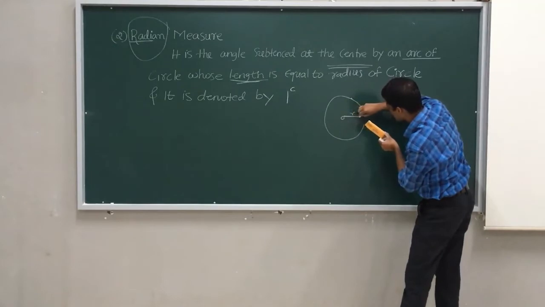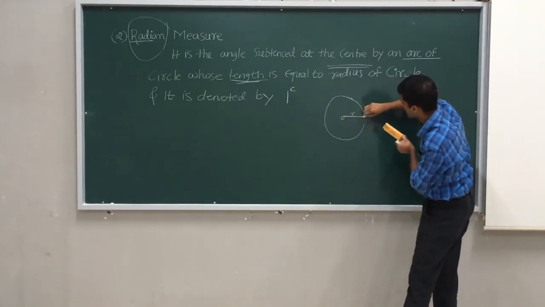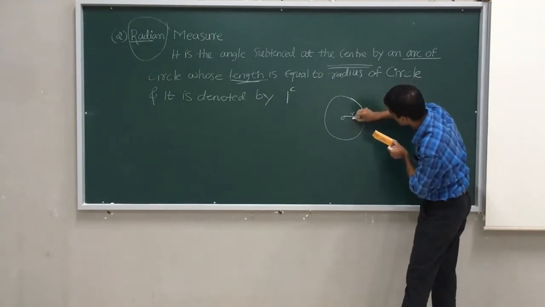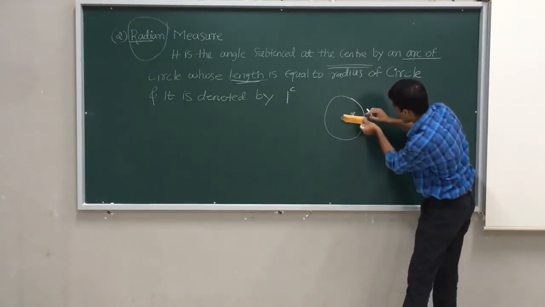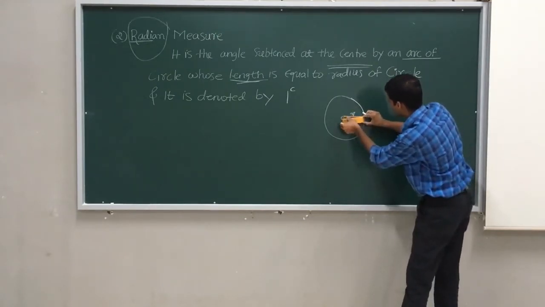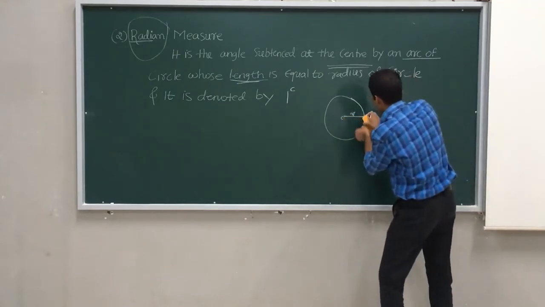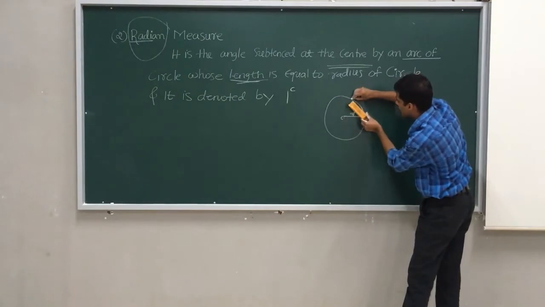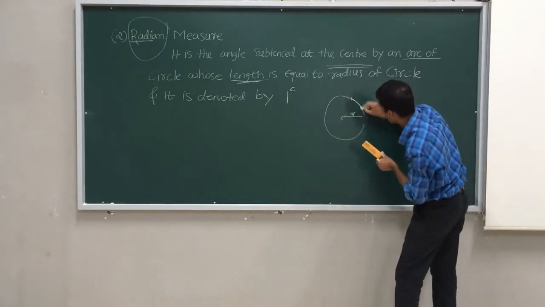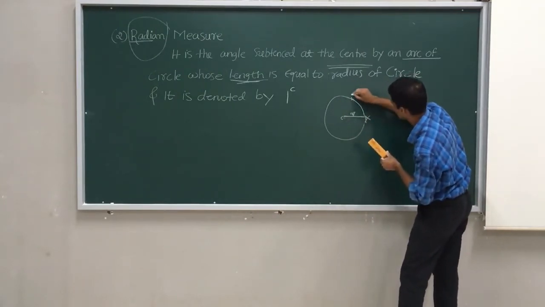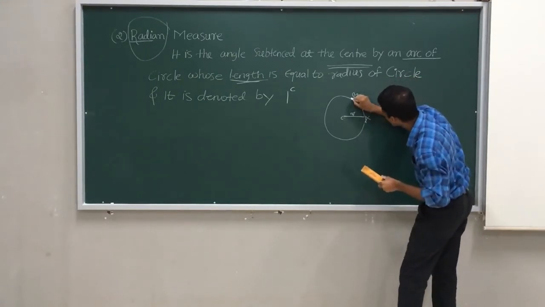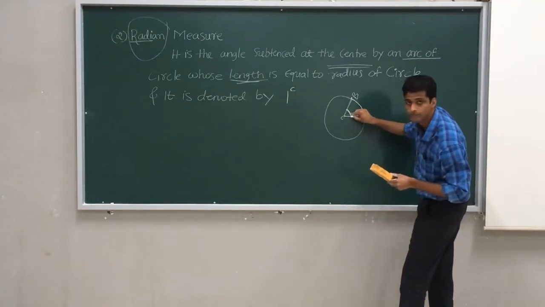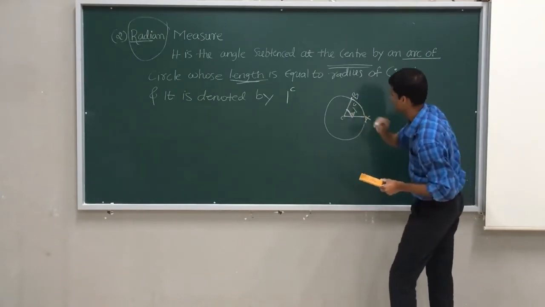Where it will stop means, if its length is 2 centimeter, it will stop at a distance of 2 centimeter only. When I rotate it in this direction, it will stop at that same length only. Think that it stopped here. Then I will take this as A, this as B, and I will join this part. Some angle is created. That angle is called 1 radian.